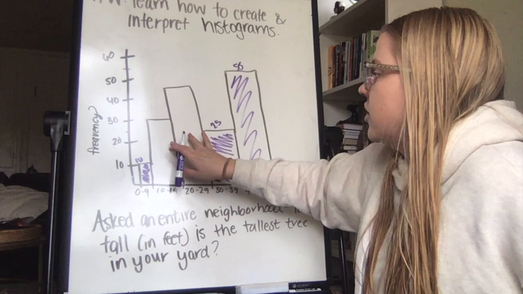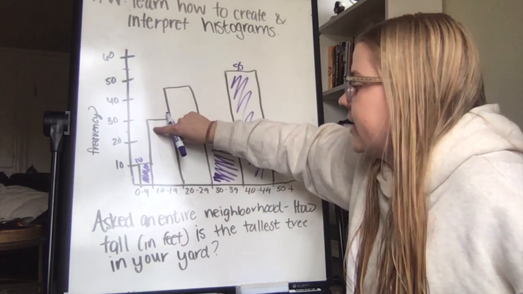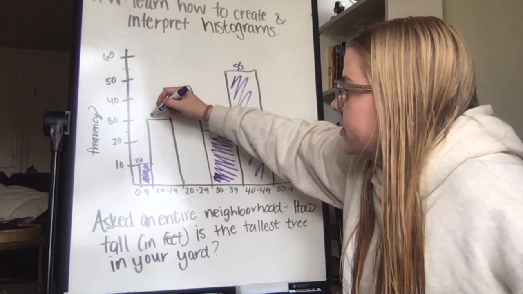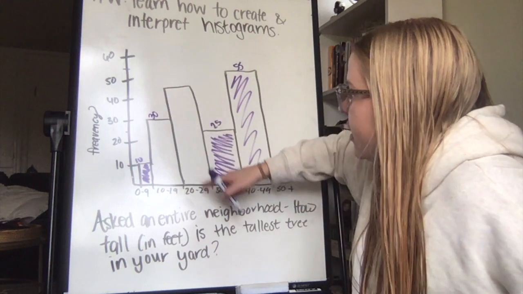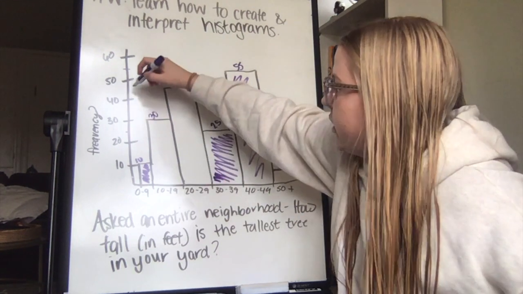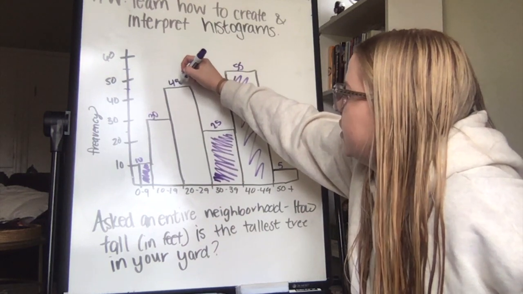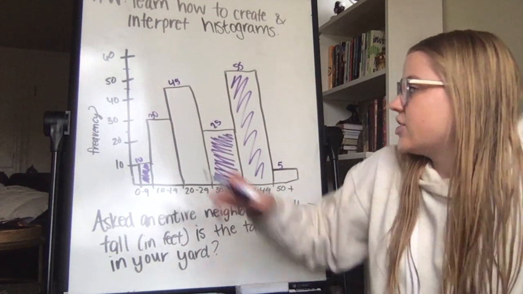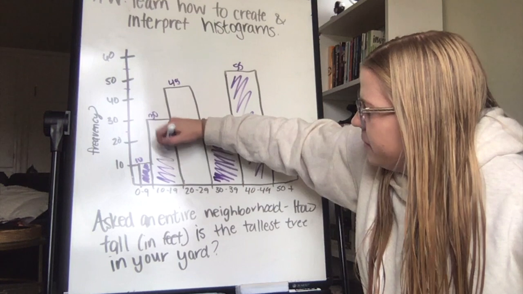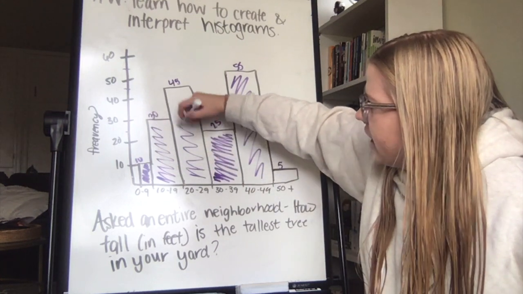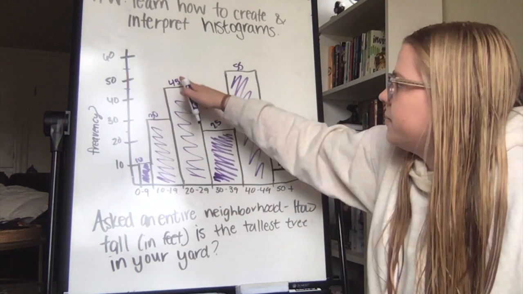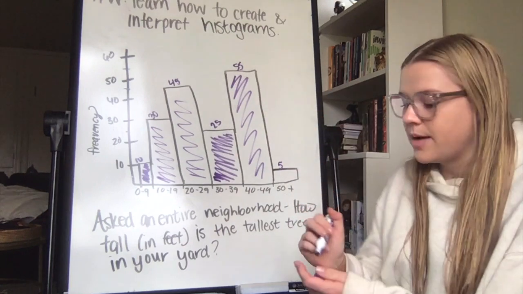We have 2 more columns to look at. This column between 10 to 19 feet is almost exactly on 30. This column is right in between 40 and 50, so I'm going to assume 45. Now, did I survey exactly 60 people? No, I surveyed 10 people plus 30 people plus 45 plus 25 plus 55 plus 5.